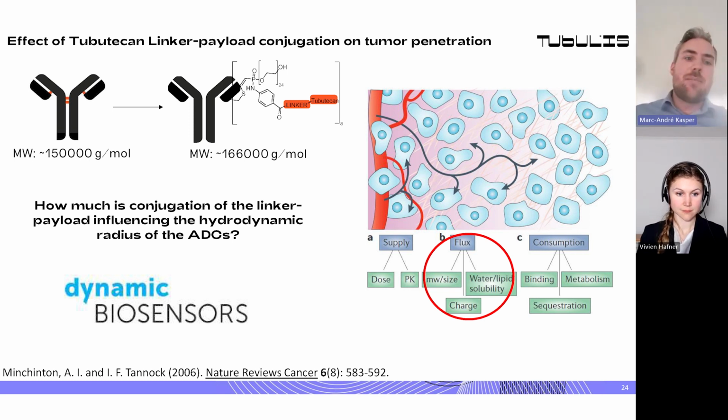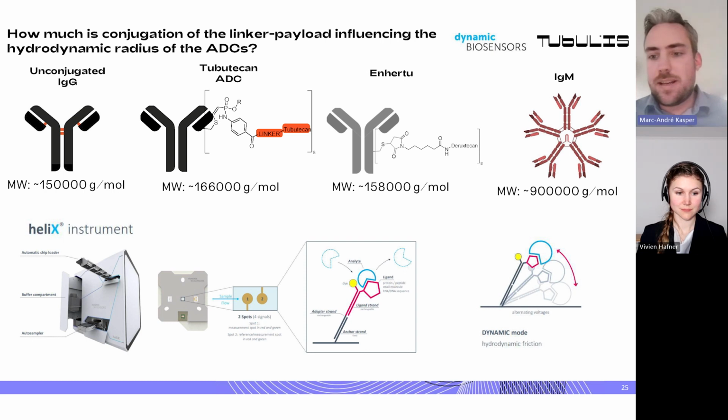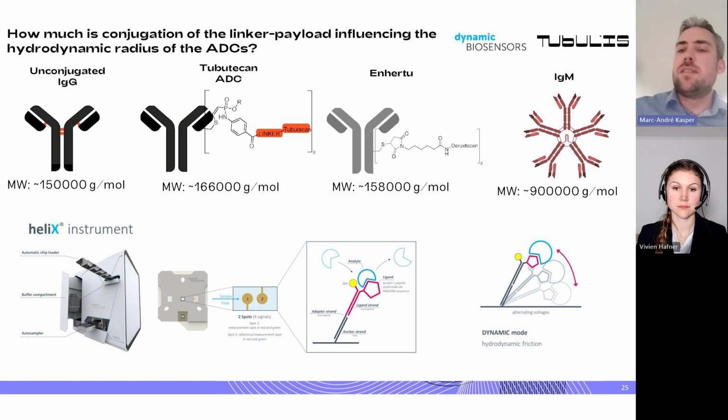And here we again teamed up with Dynamic Biosensors. This time we used the Helix instrument, and we did again a comparison where we wanted to compare the hydrodynamic radius of an unconjugated IgG1 with our ADC, again with Enhertu from the pharmacy, and we wanted to have something which is known. It's too big to penetrate solid tumors, and it's also known from the literature. These are these large IgM molecules, which we also used.